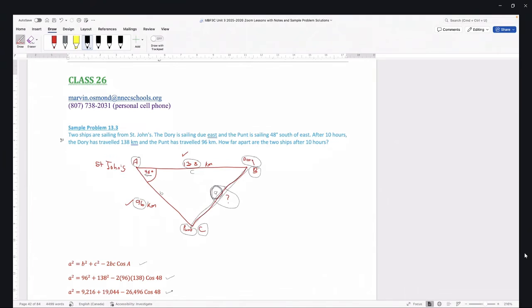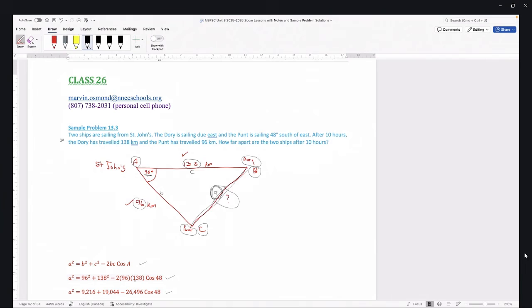And the simplification part is simply all we're going to do right now is just do the multiplication. 96 squared means 96 times 96, which is 9,216. Plus 138 squared is 19,044. Minus 2 times 96 times 138. And again, use your calculator.